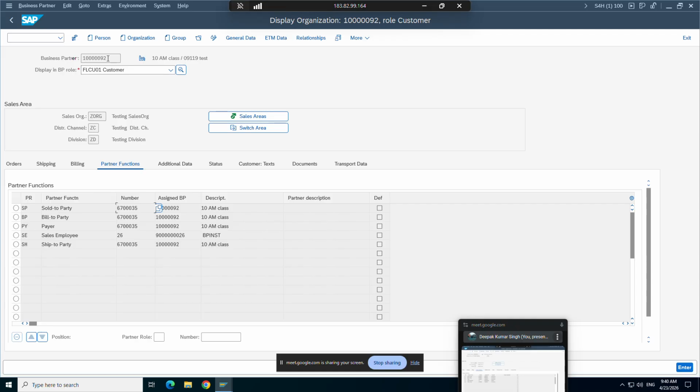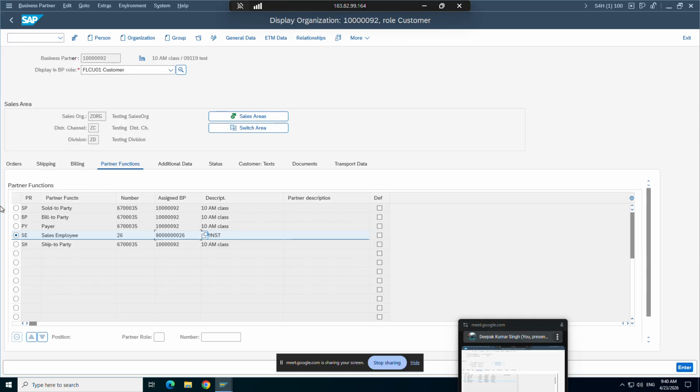So we have four major partner functions basically. Whenever you create a transaction, four are basically important: sold to, bill to, payer, and ship to. These two, this sales employee, have been added for understanding purposes. So these four are important: sold to, bill to, payer, and ship to. By default, they will come. Okay, from where it all comes, I will tell you later.